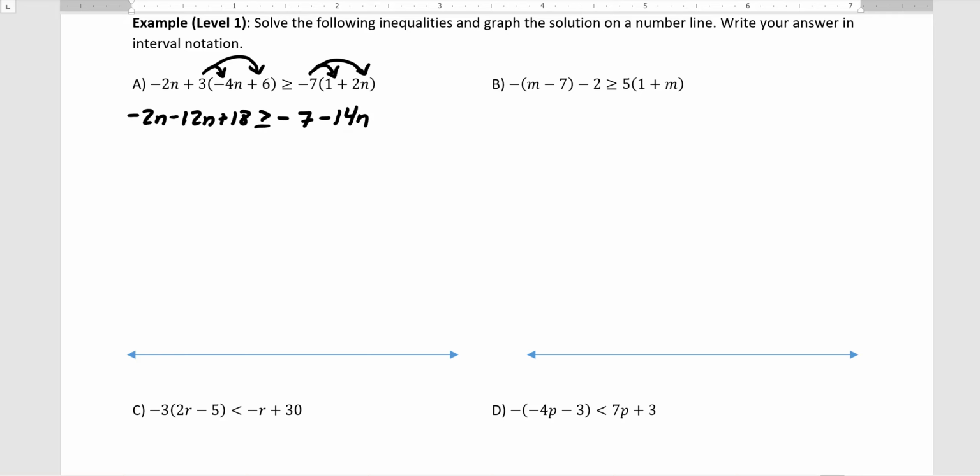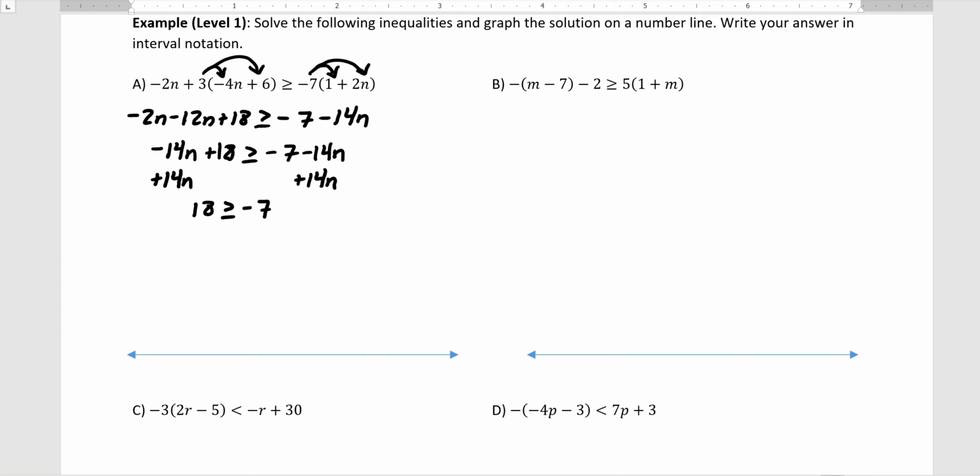All right, so negative 2n minus 12n is negative 14n plus 18 is greater than or equal to negative 7 minus 14n. Looking at this, I see what's going to happen. If we add 14n to both sides, I get 18 is greater than or equal to negative 7. I always like to start with a problem like this because it makes you think, is this a true statement? Is this a false statement?